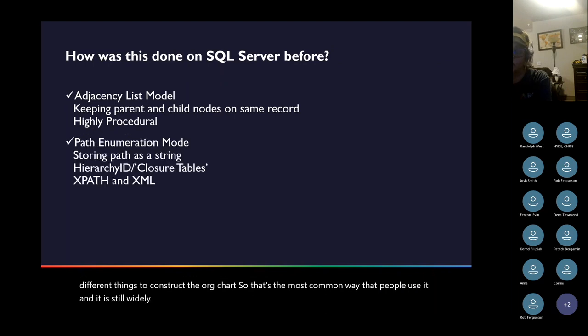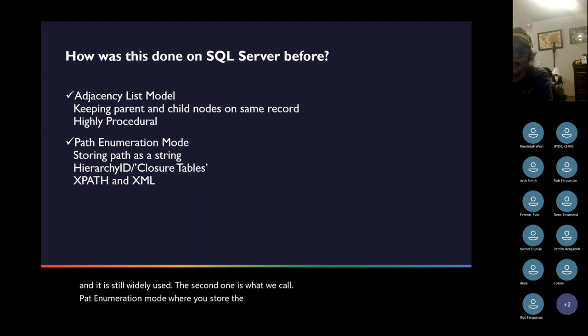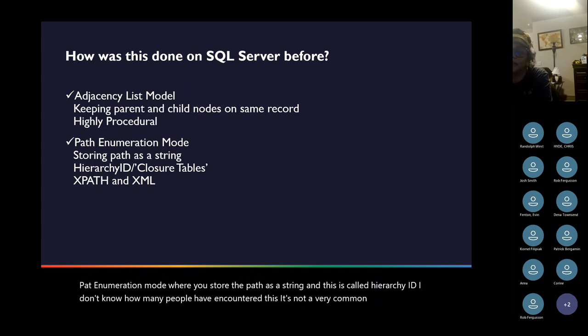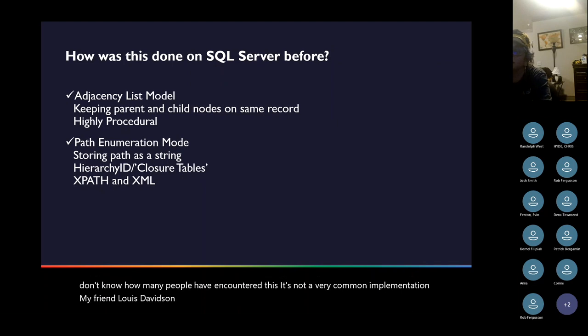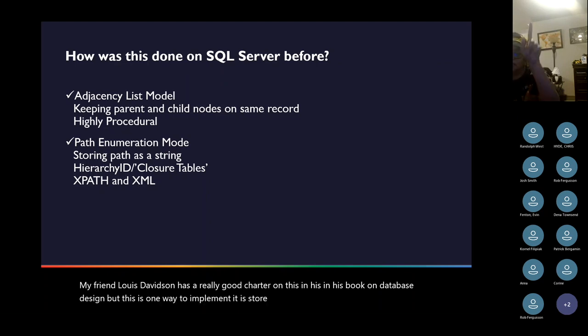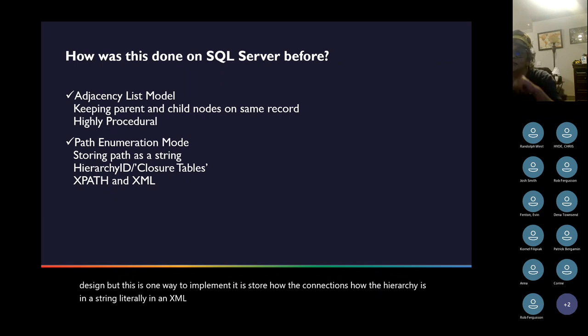The second one is what we call the path enumeration model, where you store the path as a string, and this is called hierarchy ID. I don't know how many people have encountered this. It's not a very common implementation. My friend Louis Davidson has a really good chapter on this in his book on database design. This is one way to implement it: you store how the hierarchy is connected in a string, literally an XML string, as part of your data. And then you have to parse that to understand how things are connected.